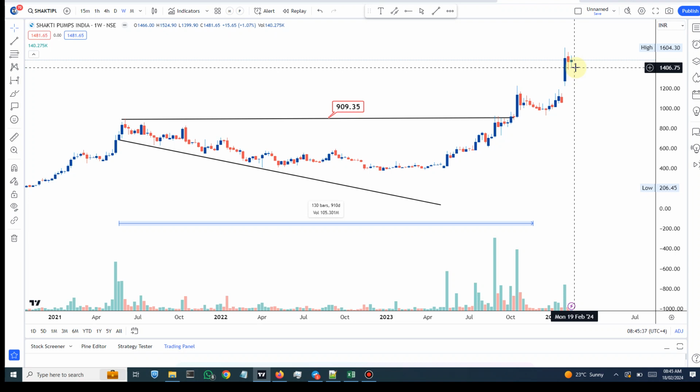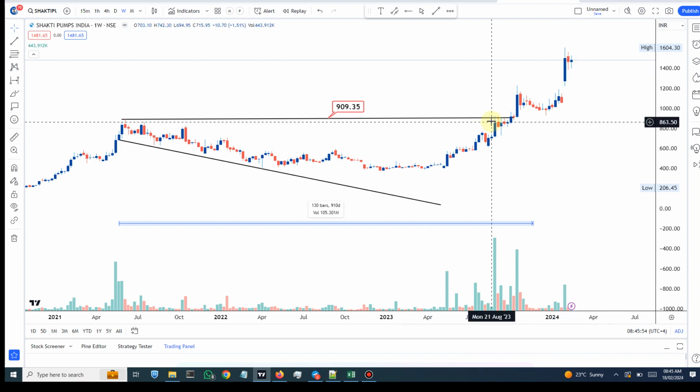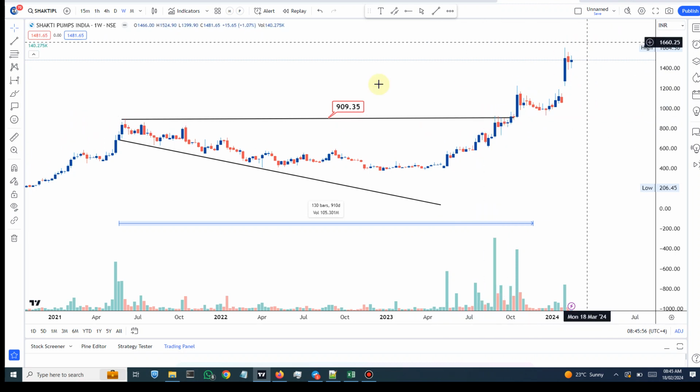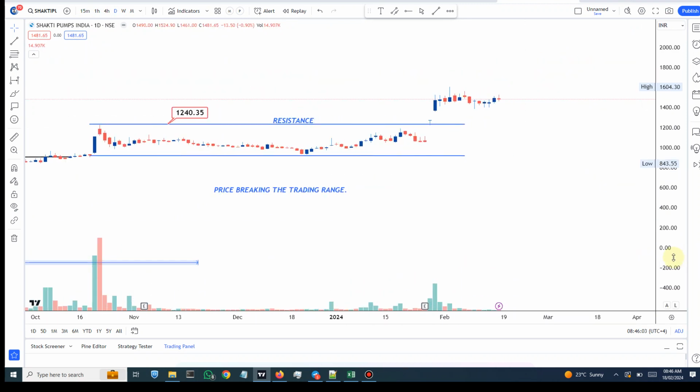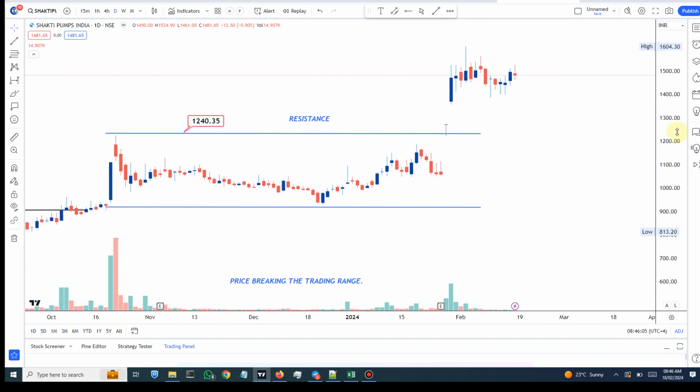It is ready to go into new territories, and I expect this stock to double or triple in the coming days because the price structure is very good and the fundamentals are excellent. The company is posting very good results, and for the last 3 years, the company is performing very well. So now this has broken out of this expanding triangle pattern, and let's now go to the daily chart of this stock and try to understand what happened on a daily basis as far as the stock is concerned.